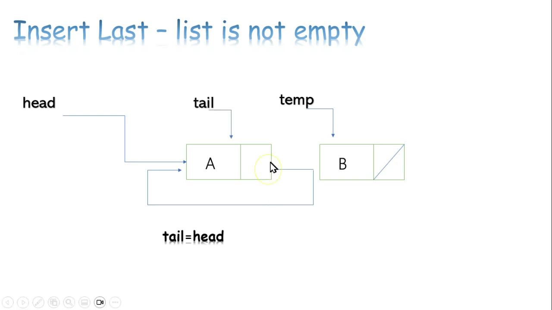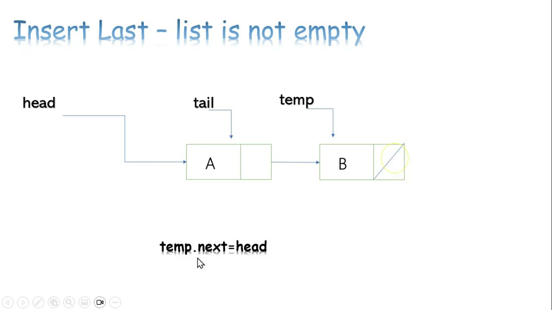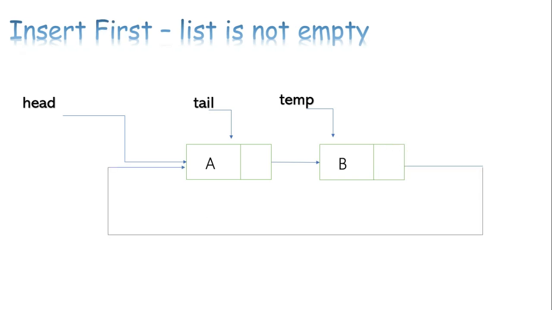Next job is to instruct the next pointer belonging to the tail to point to the temp. The instruction is tail.next equal to temp. By giving this instruction, our circular singly list will look like this. The next job to do is to pay attention to the pointer belonging to the temp. We instruct it to point to the head. The instruction is temp.next equal to head. By giving this instruction, our circular singly list will look like this.